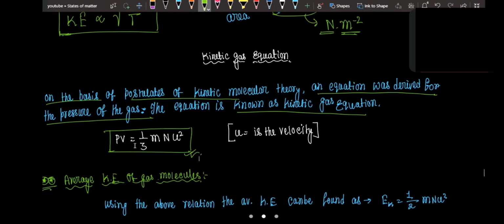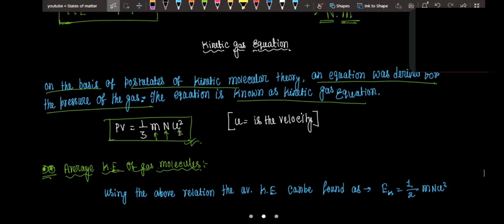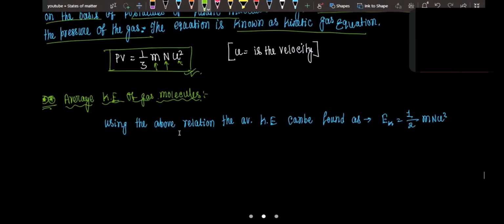Now, this is coming from the kinetic equation. We know it. N is the number of molecules, that's Avogadro number, and M is the mass of the particle, and U, I told you, is the velocity of the gas. And that's U square over here, 1/3 mnU square. Now, average kinetic energy using the above relation can be found as EK equals 1/2 mnU square.